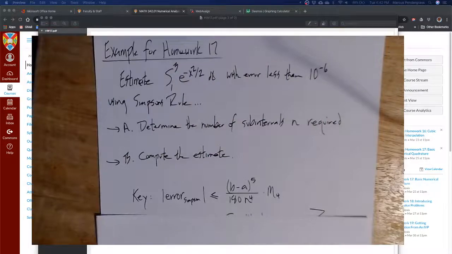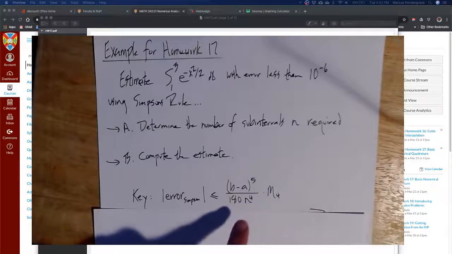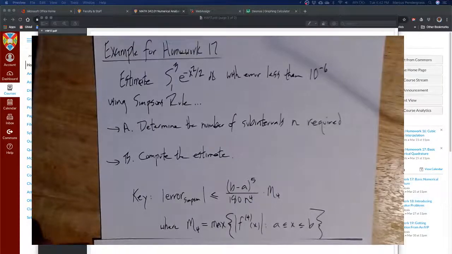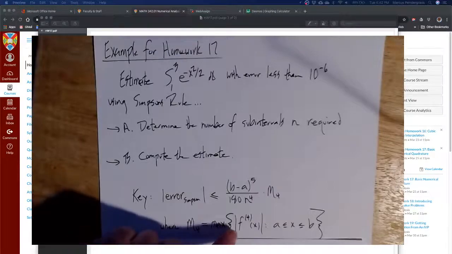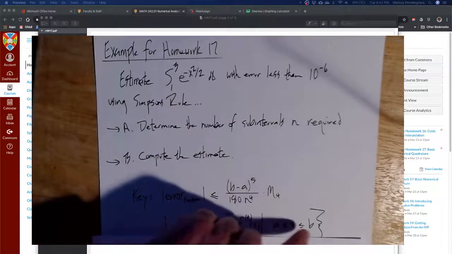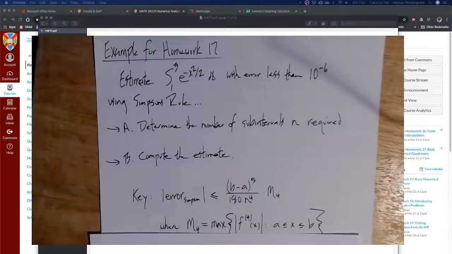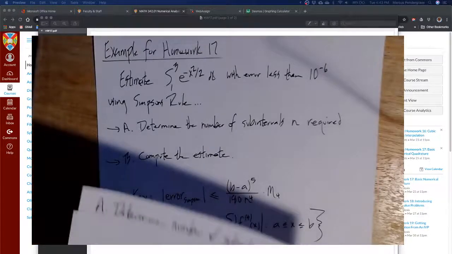The key idea is going to be that error estimate, which for Simpson's rule is right here, and again that's in your homework. Notice this constant M4 that is part of the error bound. That is the maximum value of the fourth derivative of whatever function you're trying to integrate, for x running across the interval of integration. So that's going to be the key that allows you to determine the right number of subintervals and then actually do the estimate. So let's look at this one step at a time.